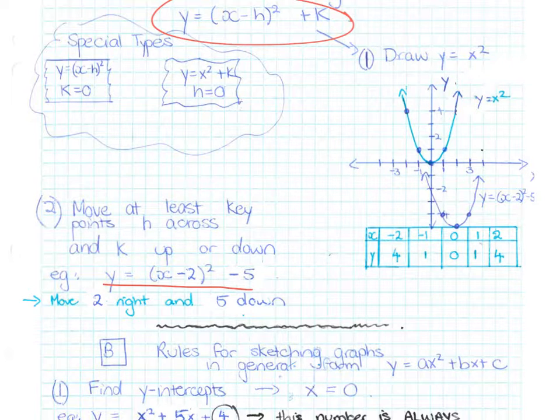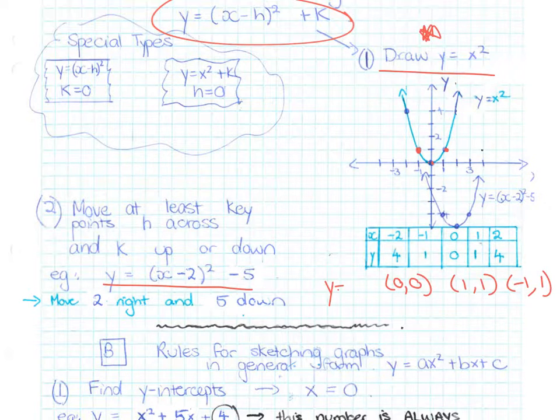Firstly, rule number 1, over here: you draw the graph of y equals x squared. Now how do you do that? We've got 5 points here, but you only really need 3 points. You need this point, that point, and that point. To draw the graph of y equals x squared, you need the point (0, 0), the point (1, 1), and the point (-1, 1).